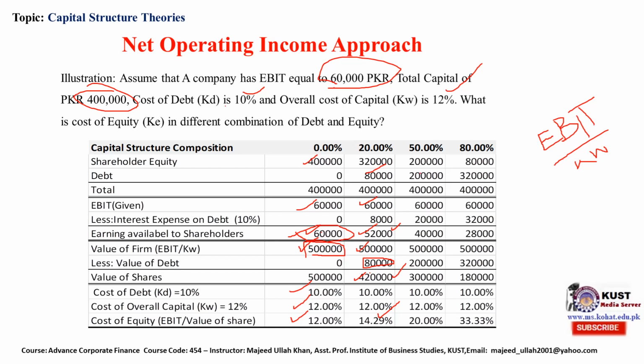Similarly, we have a debt of 200,000, so 50%. Here we will charge an interest at 10%, 20,000 available to the common shareholder, that is that amount. 500 is the value of the firm minus the value of the debt 300. So this will be divided by this 300, that is 20%. Similarly, here is a debt of 320. Total value remains the same, that is 32,000. 28,000 is your equity available. So 500, 180,000 is basically the value of the share. When we divide 28,000 by 180, we will get 33% as the value of equity.